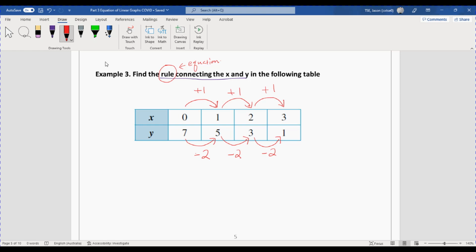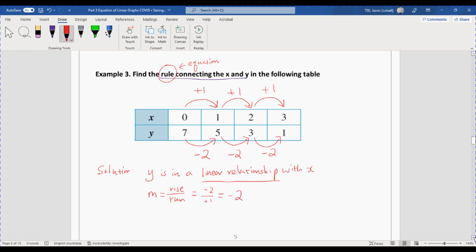So you can write y is in a linear relationship with x. For a linear relationship, we can talk about the gradient. Gradient is rise over run, and rise over run means the change in y divided by the change in x, which is now -2.